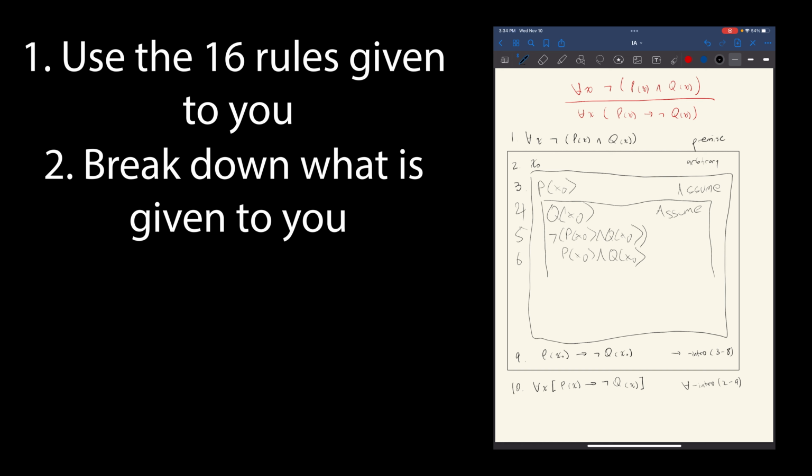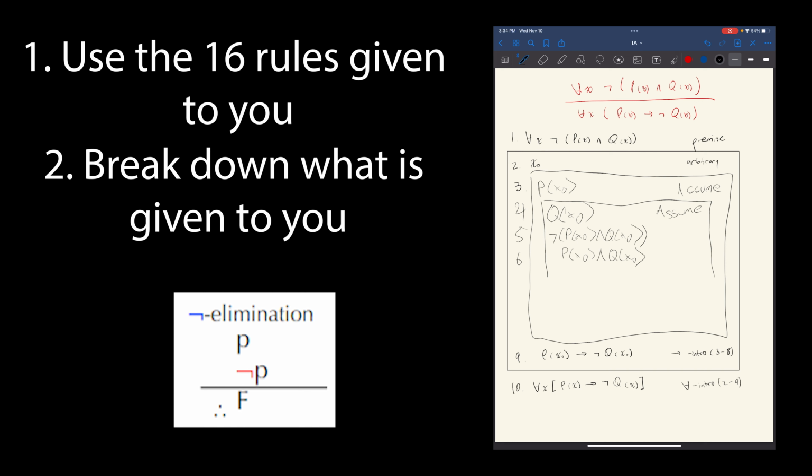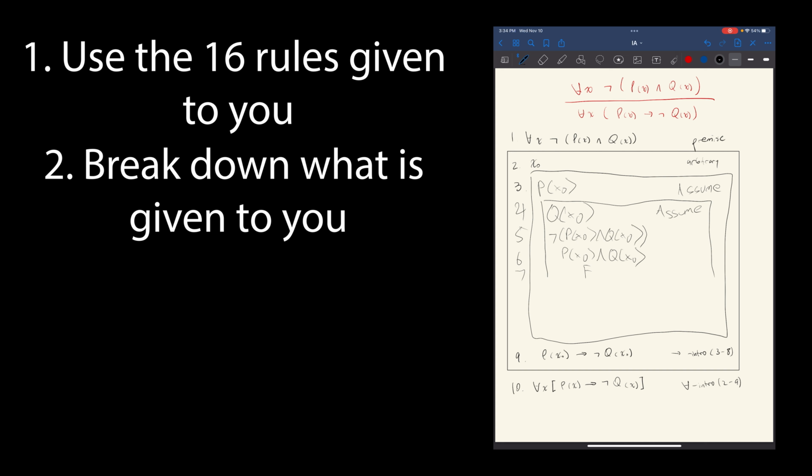Exactly, and that's a direct contradiction, so what can we conclude? Now, we can use a not elimination, and we can conclude false. And now we've finally completed our not introduction. Perfect. Let's wrap this all up.